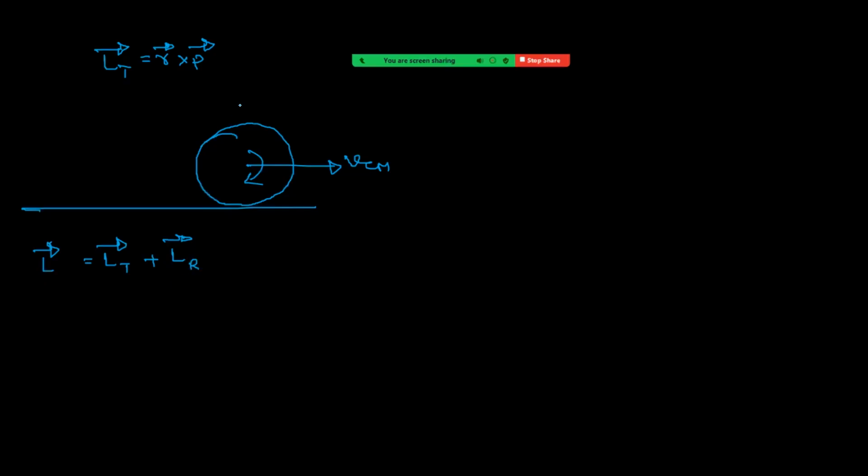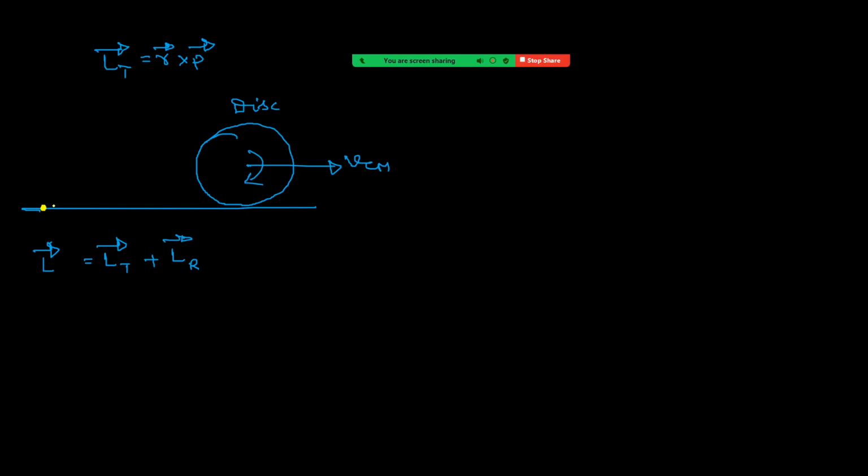Okay. For example, this is a disk. Okay. And we are calculating about a point on that line. Or let us say this is the x-axis. Assume that the disk is now rolling on the x-axis. Okay. So we are taking one point on the x-axis.